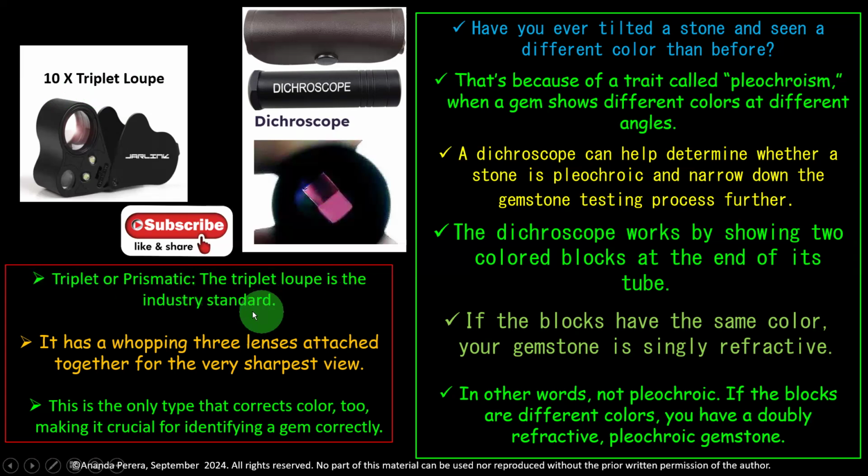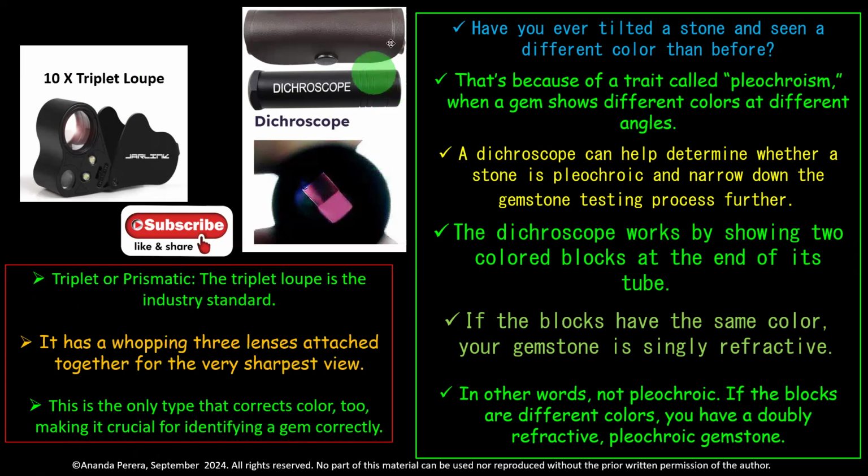The triplet loop is the industry standard. It has a whopping 3 lenses attached together for the very sharpest view. This is the only type that corrects color, making it crucial for identifying the gem correctly. Remember this. Write down all things.